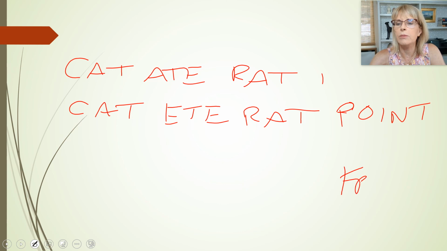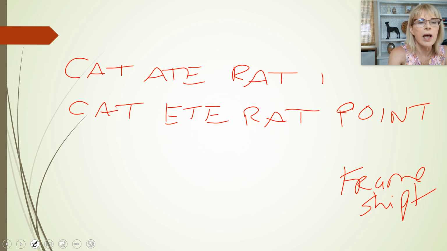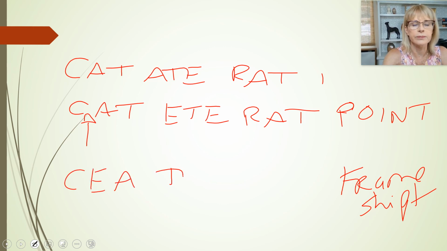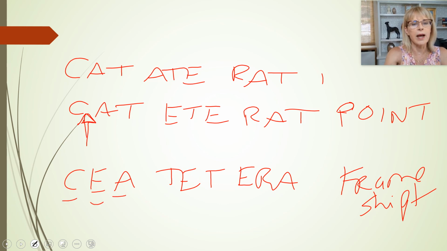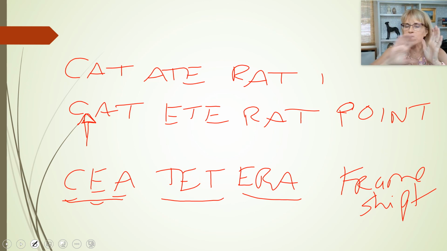Now, let's do a frame shift mutation of the same thing, okay? A frame shift. I am going to insert the letter E, okay? Now I'm going to have this. What happened? All I did was insert an extra nucleotide. But you see how, yeah, it still says cat ate rat in there, but now everything is nonsense. And if we had a whole paragraph that this had happened to, then the entire paragraph got shuffled, right?